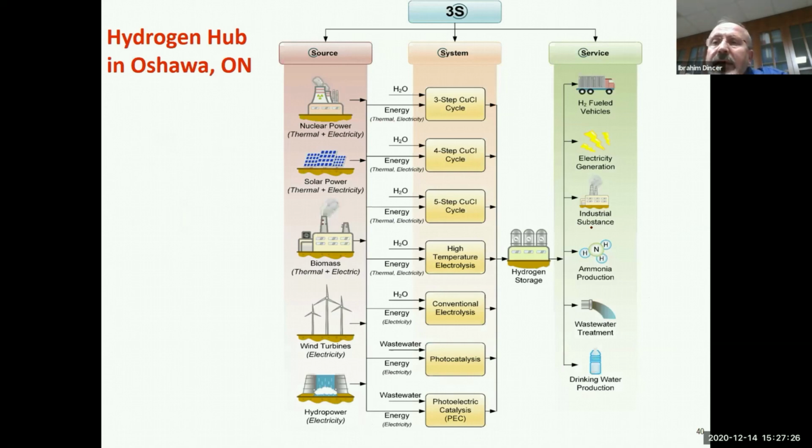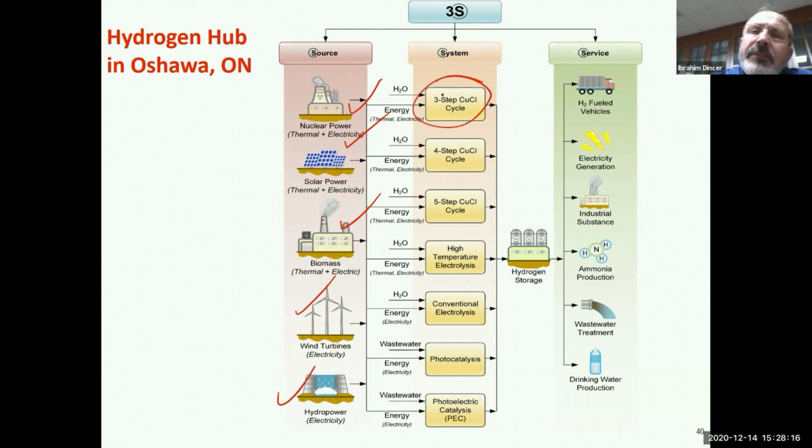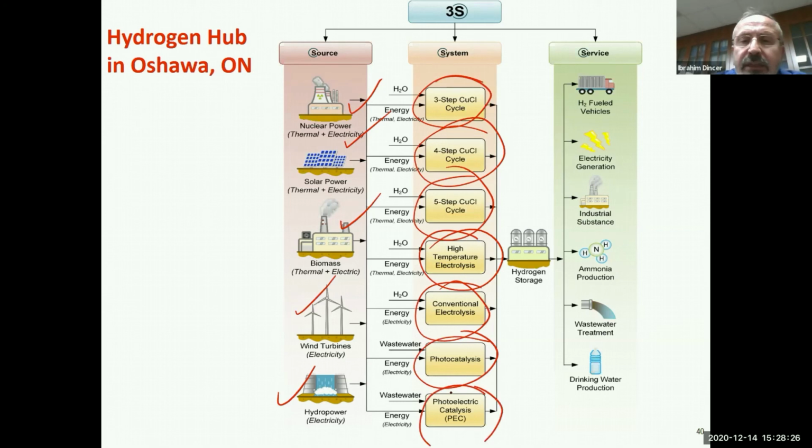In Oshawa, I have a partnership with CC Solutions to develop a hydrogen hub, and the aim is the following: to utilize sources such as nuclear and renewables. We have the Pickering Nuclear Power Plant and the Darlington Nuclear Power Plant. We have solar, biomass, wind, and hydro. The key approach here is the technologies being developed: the 3-step, 4-step and 5-step copper chlorine cycle, high temperature electrolysis, conventional electrolysis, photocatalysis, and photoelectrochemical processes.